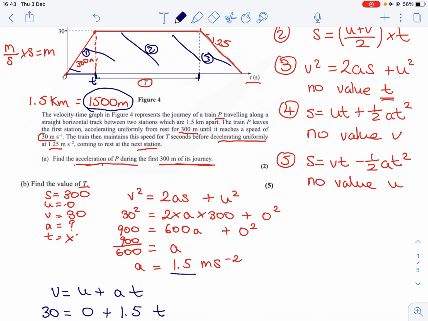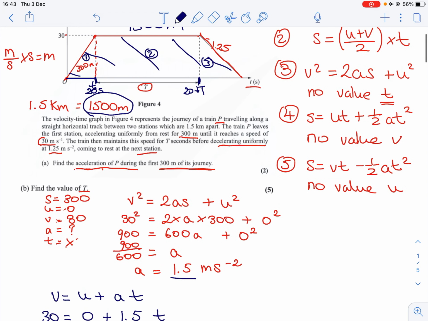So just come back to label our diagram. So we have 20 seconds here. So we know at this place here, it would be 20 plus t at this time here. And now we want to find out the time here. So the time here would be 20, then plus t, then plus some other value.